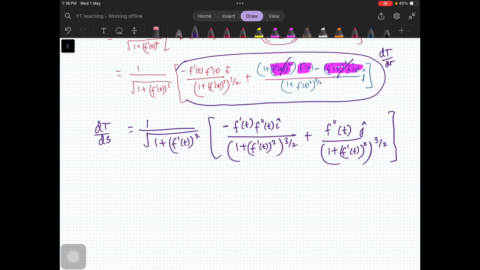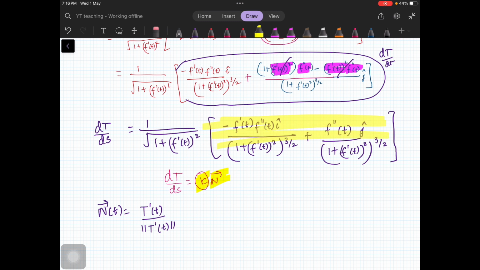Now, what I am trying to do is write dT by ds as kappa times N vector, and this is kappa which we are looking for. So, I should know what my N vector is, right, then only we can proceed. So, if I ask you what is the N vector, if you remember, that was T prime t divided by modulus of T prime t. So, that is why I was telling you, do not merge; this fellow here is our T prime t, right. So, we already have T prime t.